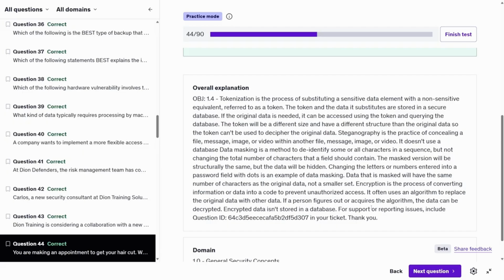Encryption is the process of converting information or data into a code to prevent unauthorized access. It often uses an algorithm to replace the original data with the other data. If a person figures out or acquires the algorithm, the data can be decrypted. Encryption data is not stored in a database.